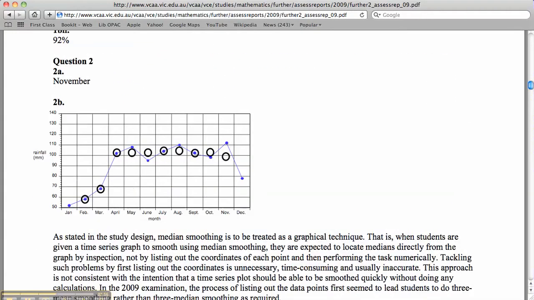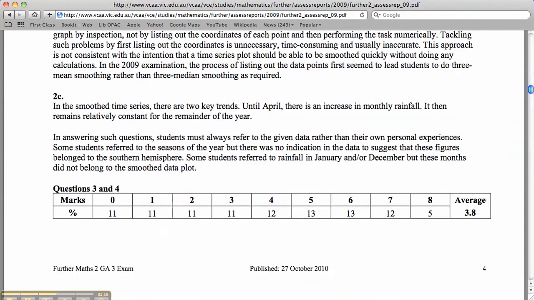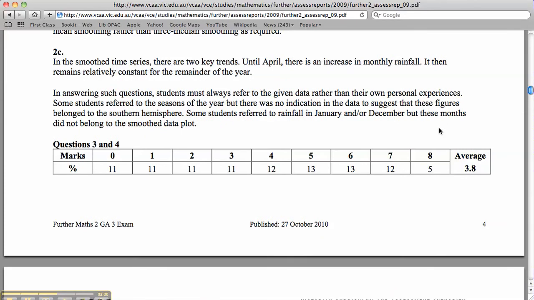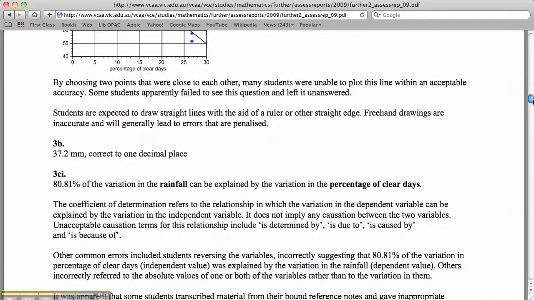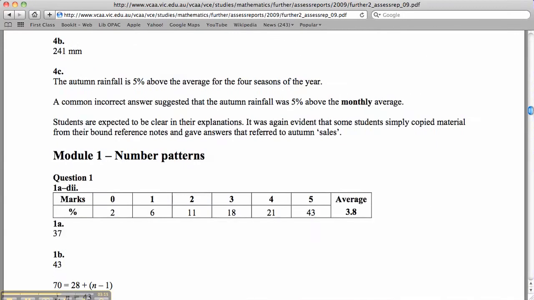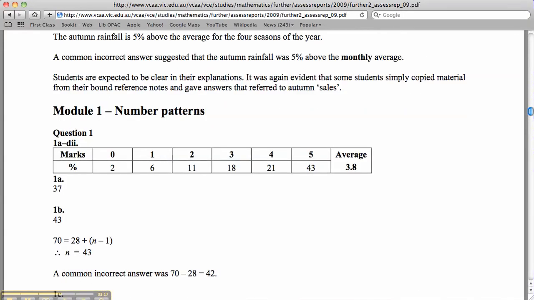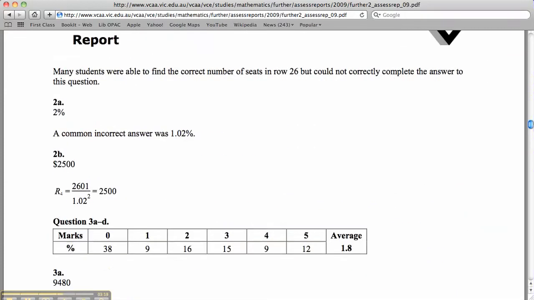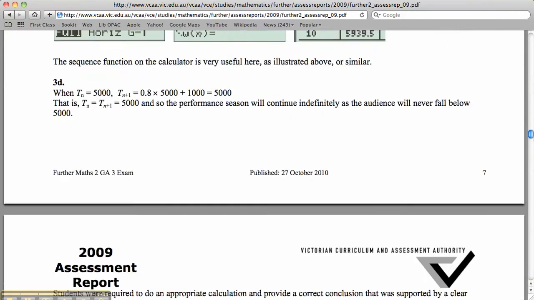They give you solutions, and if we go down, questions 3 and 4 were out of 8 marks. The average was 3.8, so you'd probably look at question 3 and 4 and get an understanding of why people got those questions wrong, and then it's the same thing all the way through. So just make sure you do the right modules.